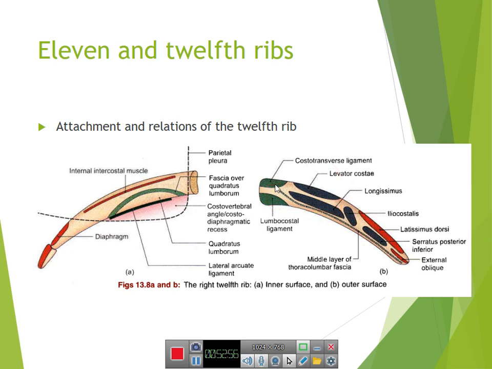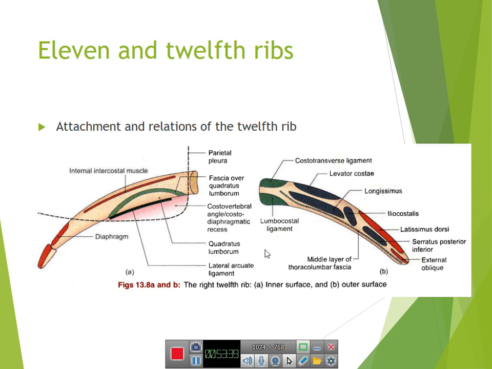costotransverse ligament, lumbocostal ligament, lower levator costae muscles, and the iliocostalis and longissimus part of sacrospinalis. Longissimus and iliocostalis parts of sacrospinalis muscles are attached to the medial half of the lateral surface of 12 ribs. The intercostal muscles are attached to the upper border.